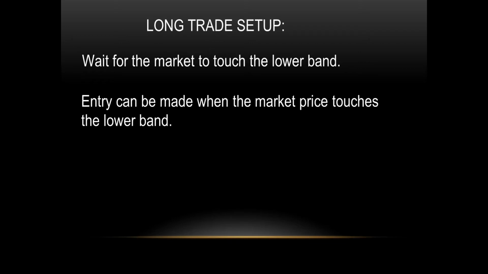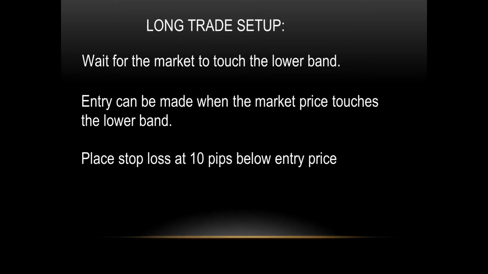The price is moving down and you are going to make a buy trade, but wait till the price touches the lower band. Then put your stop loss 10 pips below your entry price, and your take profit is only 5 pips above the entry price. Now oftentimes you can make more than 5 pips, but as a minimum that will be your target. Your take profit should be 5 pips above the entry price.